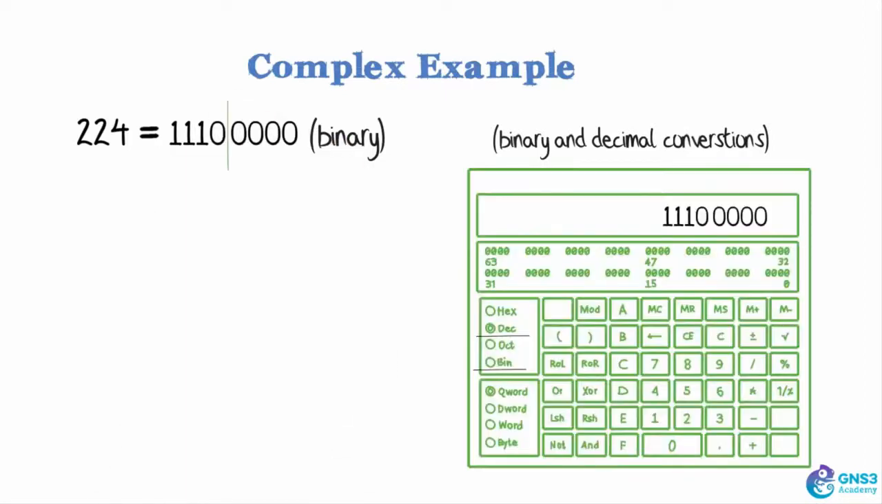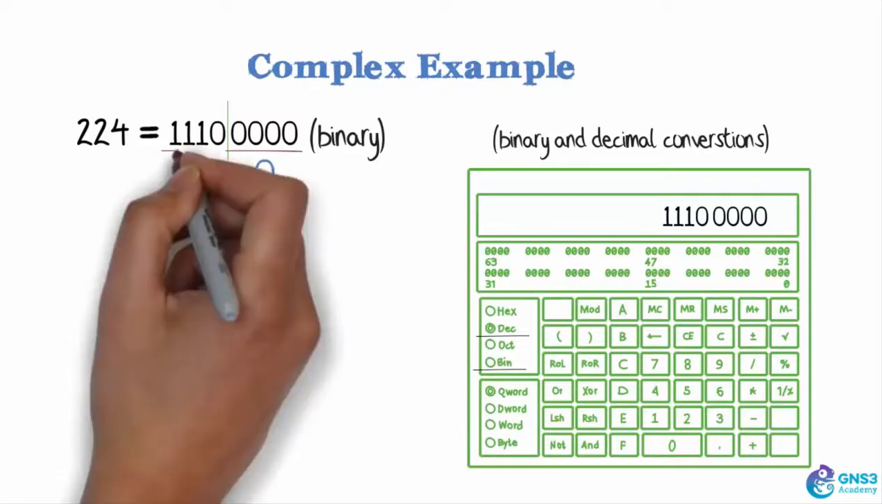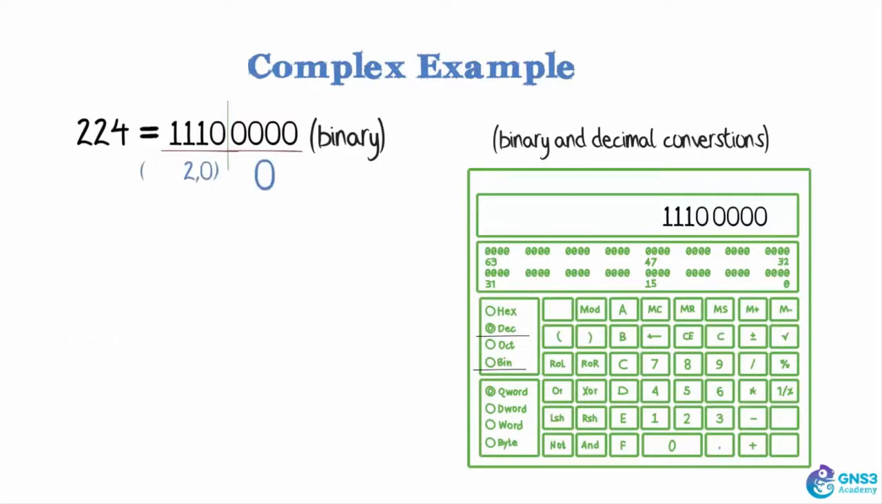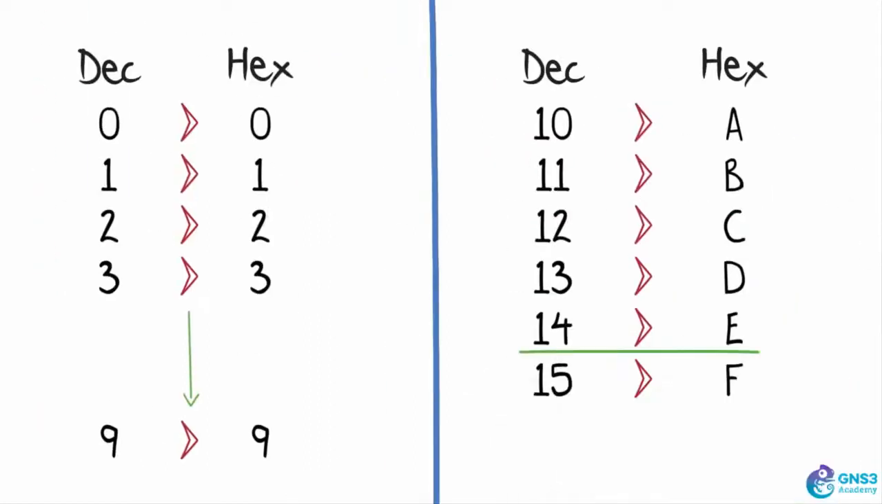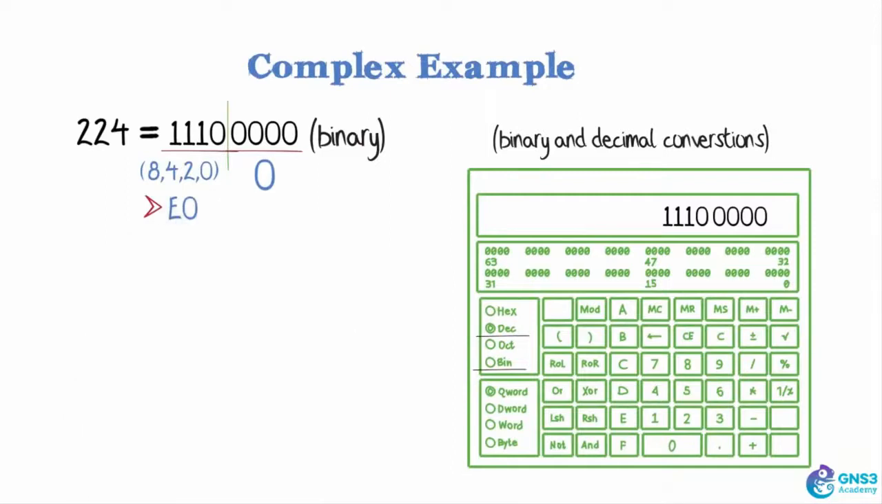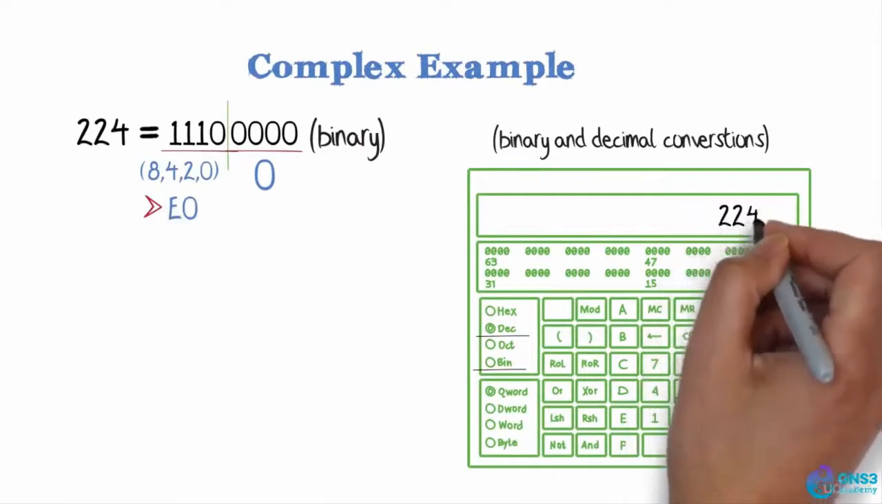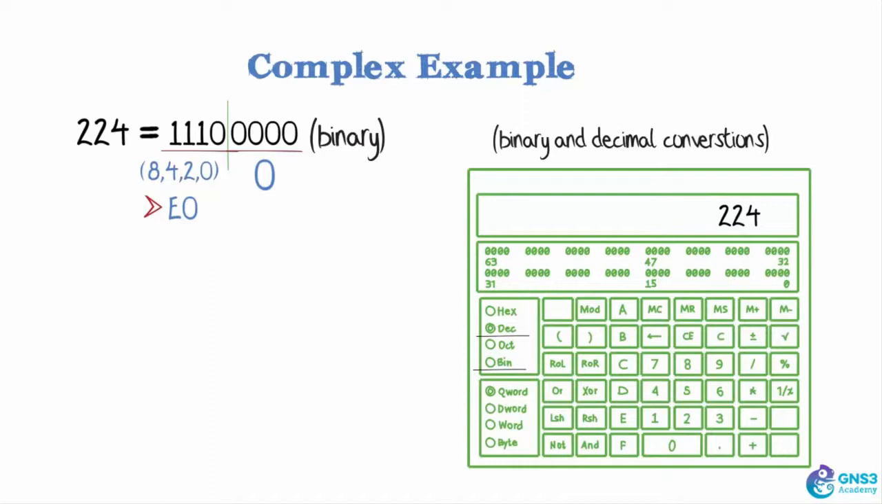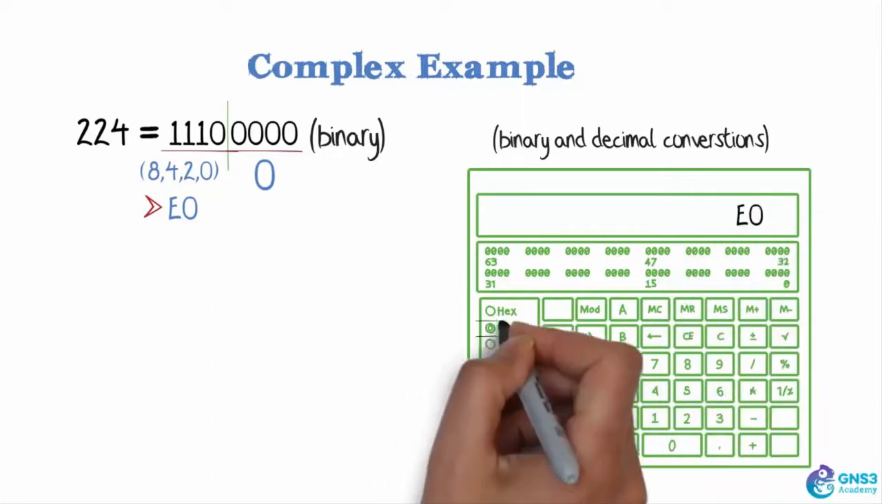If we split it in half, this equates to 0 in decimal or 0 in hexadecimal, and this equates to a 0, a 2, a 4, and an 8 in binary. So 8 plus 4 is 12, plus 2 is 14, plus 0 is 14. 14 in decimal equates to E in hexadecimal. So this is E0 in hexadecimal. So 224 in decimal equates to E0 in hexadecimal.